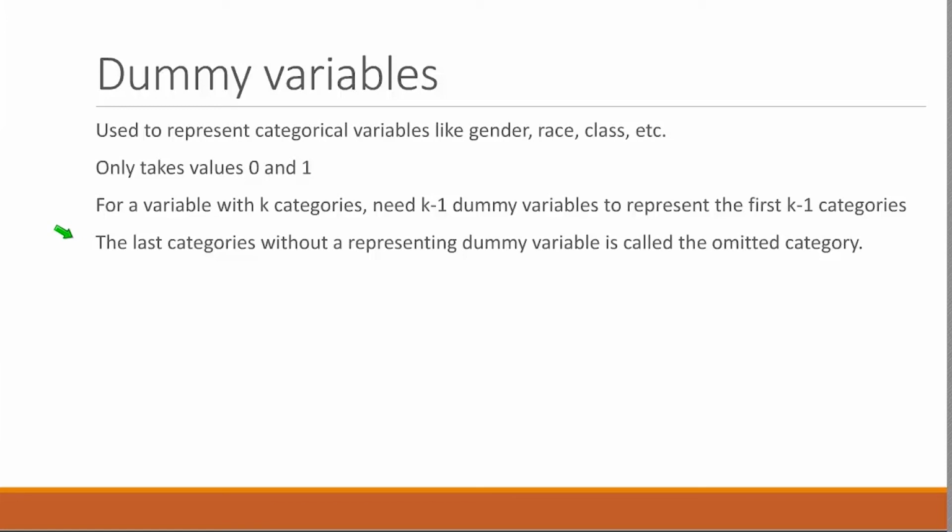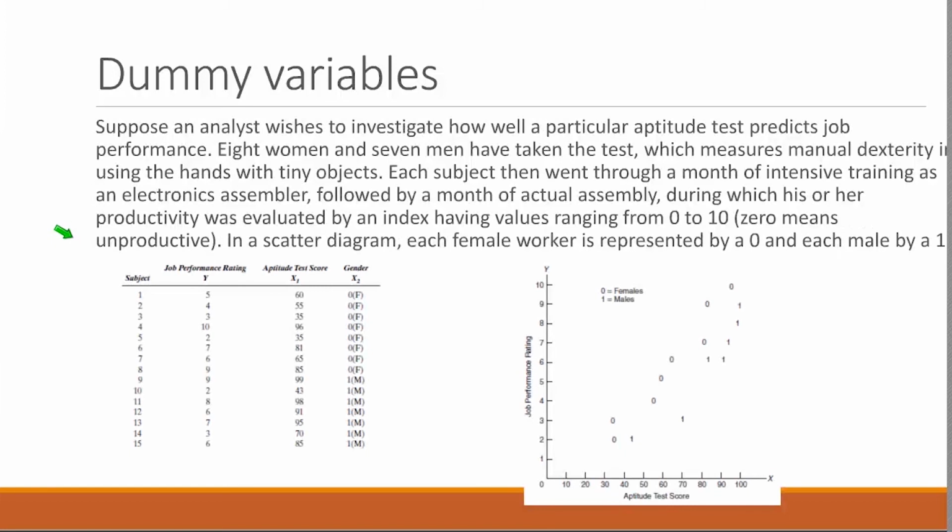So I'm going to show you an example so that you have a better idea about this dummy variable. Let's look at this. Suppose an analyst wishes to investigate how well a particular aptitude test predicts job performance. 8 women and 7 men have taken the test, which measures manual dexterity in using the hands with tiny objects. Each subject then went through a month of intensive training as an electronics assembler, followed by a month of actual assembly, during which his or her productivity was evaluated by an index having values ranging from 0 to 10.